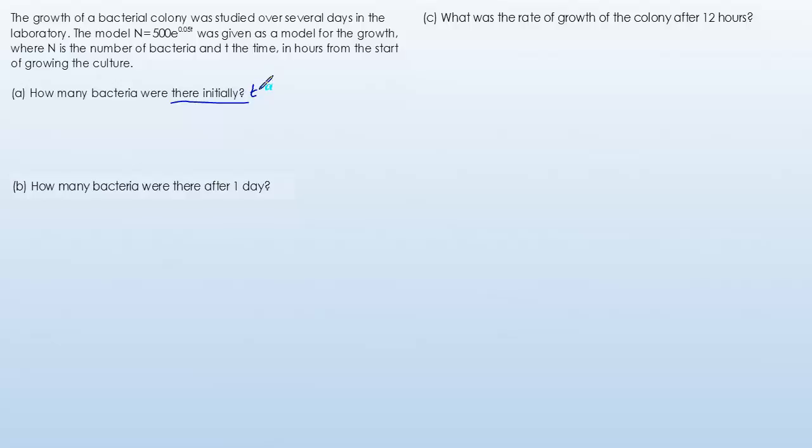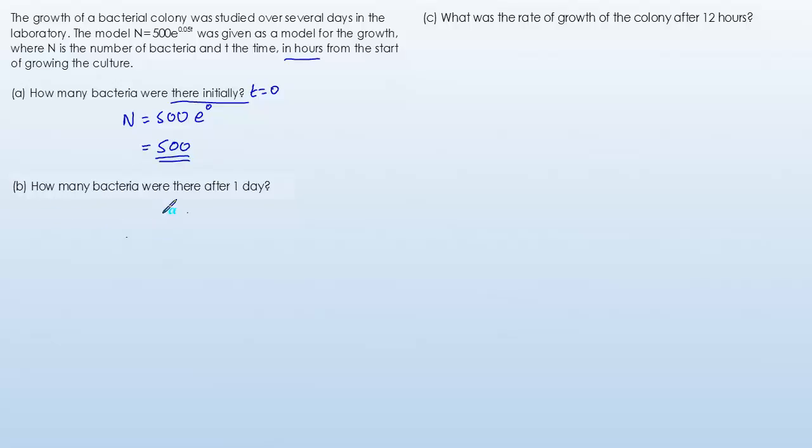Now initially means t is 0. So that's N = 500e^0, and of course e^0 is 1, so that's going to be 500.